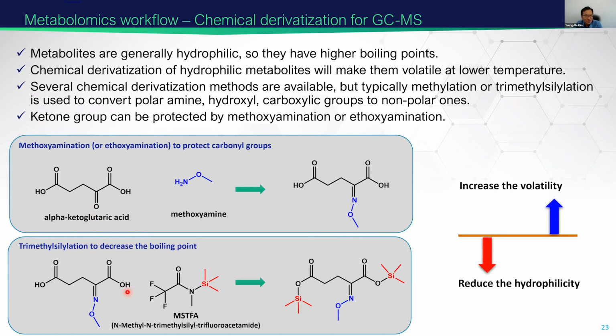And then after this first step, we use MSTFA or BSTFA. So the trimethylsilyl group will protect this carboxyl or amine, or the hydrophilic group. The final form, what we measure by GCMS, is this one. This is alpha-ketoglutarate in derivatized form. So overall, this will increase the volatility and reduce the hydrophilicity.